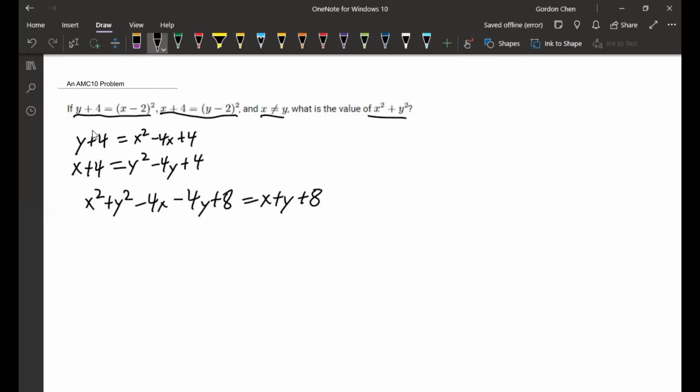And if we simplify this, moving terms around, the 8s will cancel out. And so we have x squared plus y squared equals 5x plus 5y. All right, and that's adding these two together. And so now we subtract the first one and the second one.